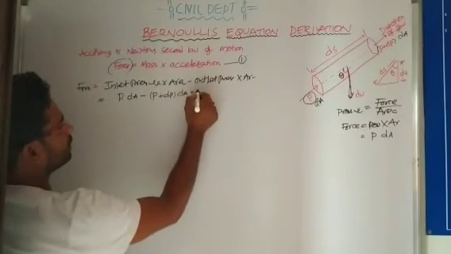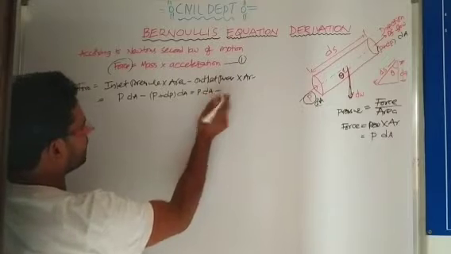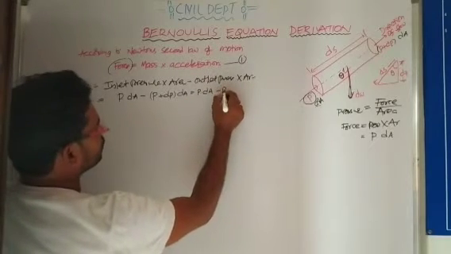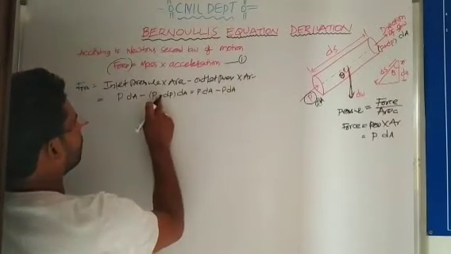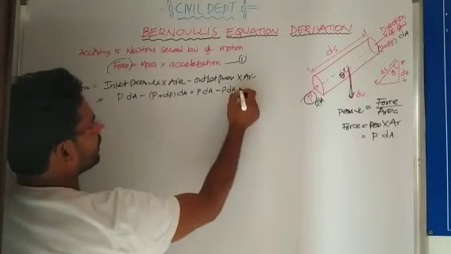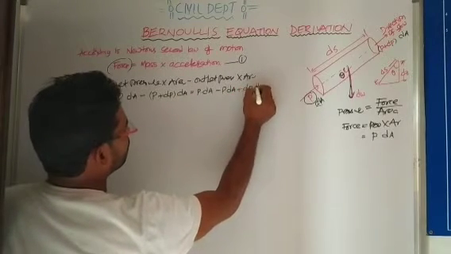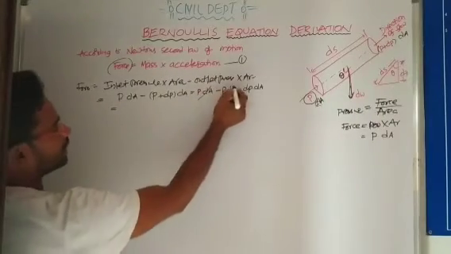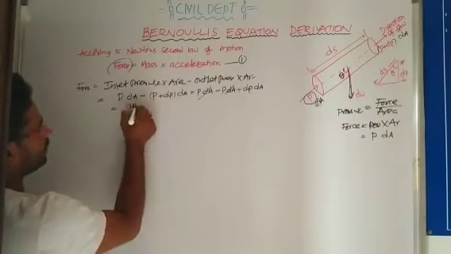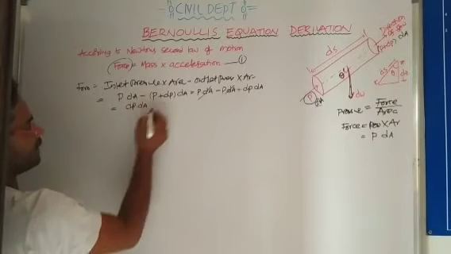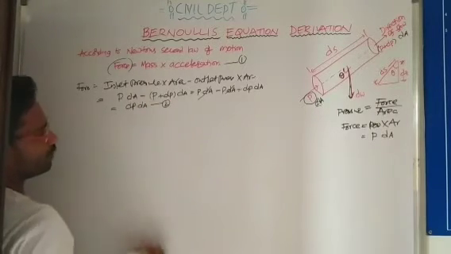Okay. So then P dA minus P into dA, minus dP into dA. The P dA terms cancel, and you get minus dP dA. So this is equation number 2.